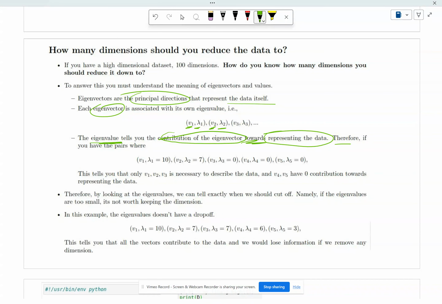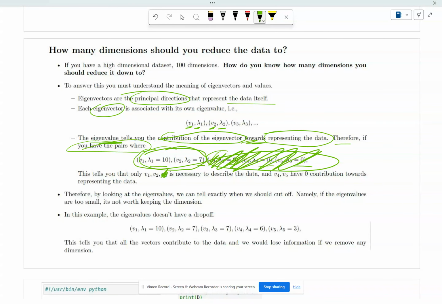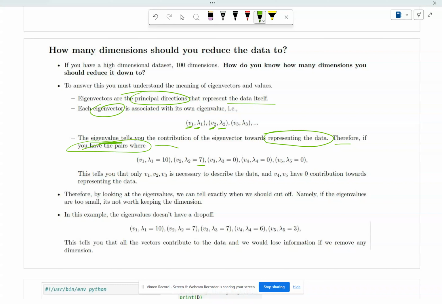Therefore, if you have the pair that looks something like this, 10, 7, 0, 0, 0, what this is telling you is that only these ones are contributing to the representation of the data. And these vectors are not contributing towards the representation of the data. Therefore, you can just ignore them, because these ones have zero contribution. Therefore, you only need these two.